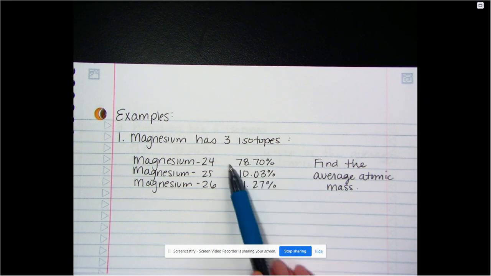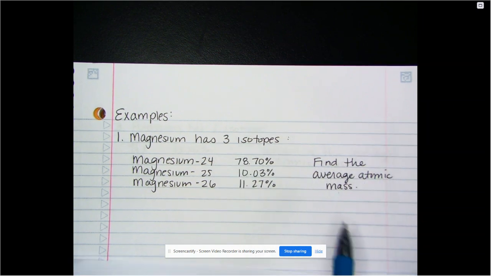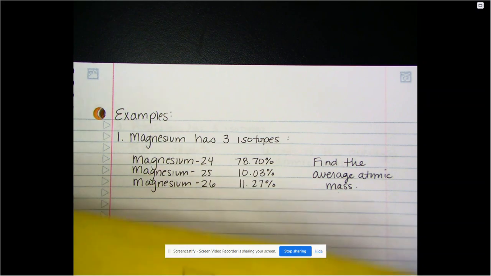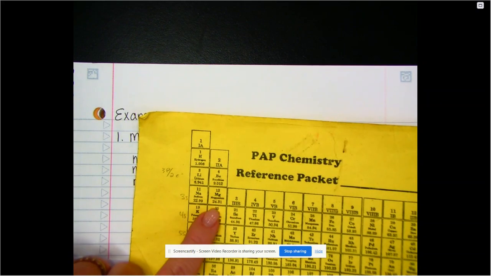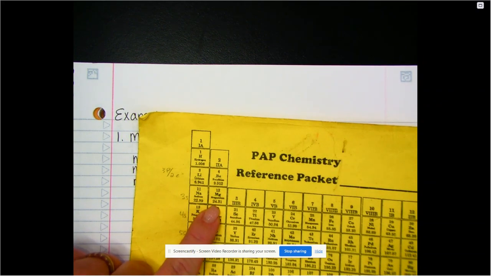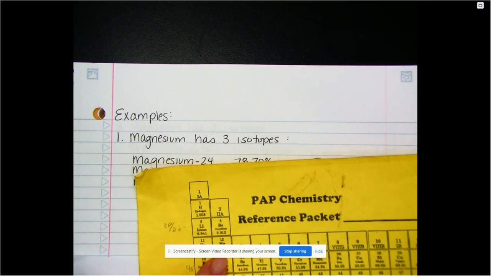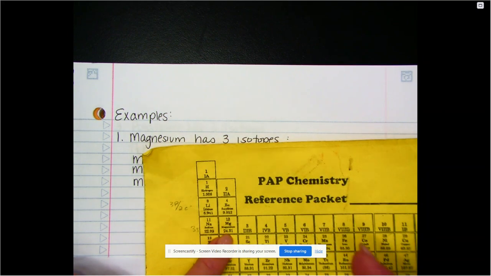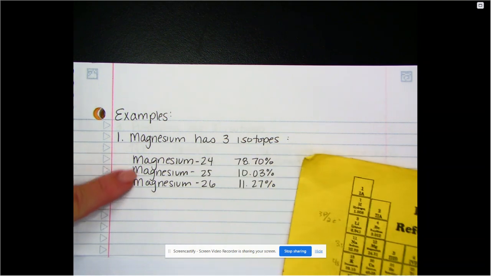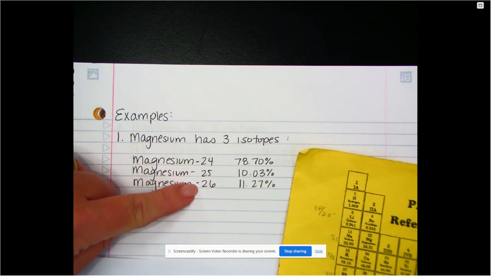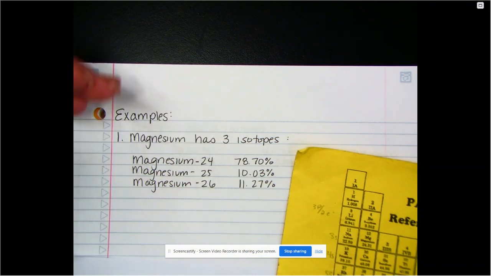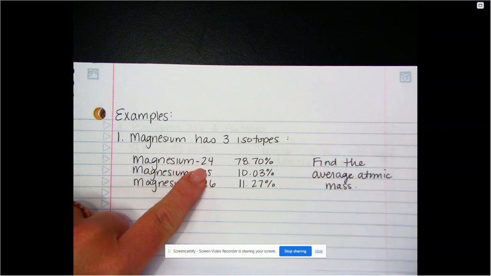From these percentages, I can tell that magnesium 24 is my most abundant isotope. And if I look at the periodic table, I can see that the average mass that our periodic table lists is 24.31, which agrees with the fact that this is the most abundant because this number is very close to 24. It's a little bit above 24 because our other 2 isotopes have a mass that's greater, so it skews that average up, but still very close to 24.